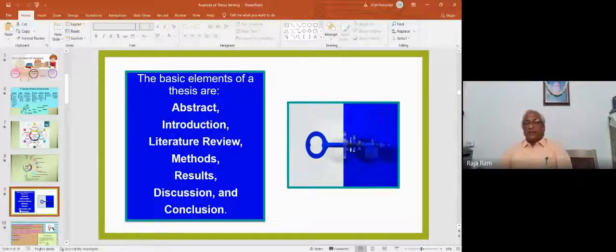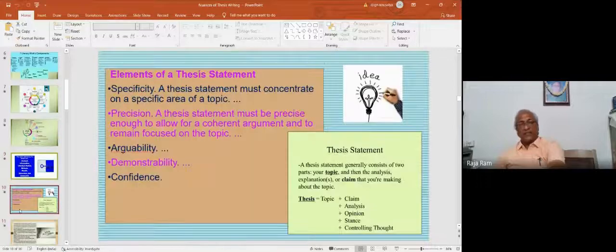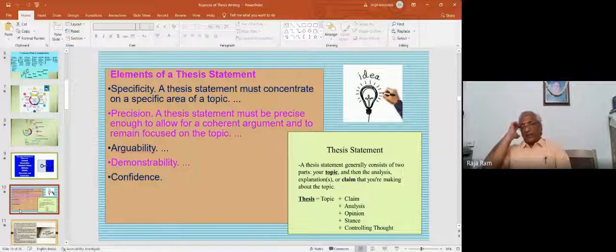And there is an important thing that we should be very confident of. Like, precisely defined, the entire thesis will work so easily. What is that? It is the thesis statement. It should have specificity. It should be precise. You should have the stuff of getting good arguments.